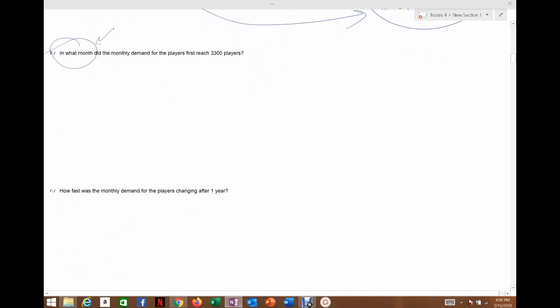Alright, the second question. In what month did the demand equal 3,300? So we're looking for time, right? In what month is asking for time. And I'm going to write down my demand equation because it's no longer on my page, so bear with me while I write it down. Alright, so we've got our demand equation, and we want to know when that demand equation is equal to 3,300 and solve for time. So we're going to set the demand equal to 3,300 and solve for t. And we practiced these before we went on break in the review.